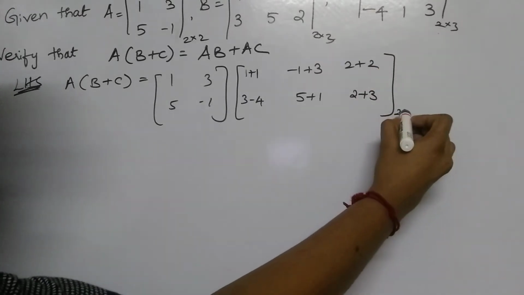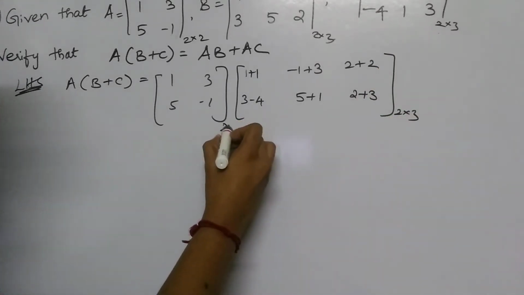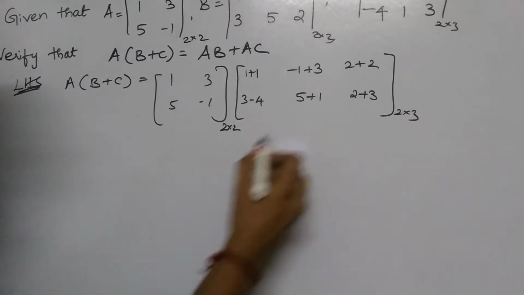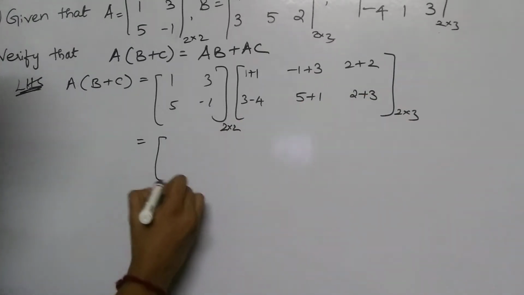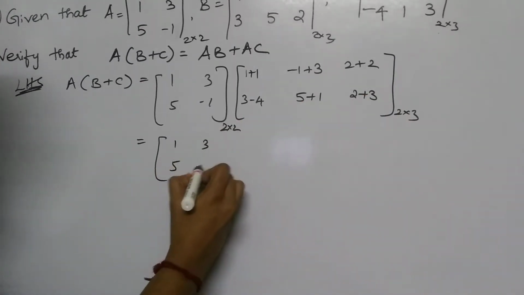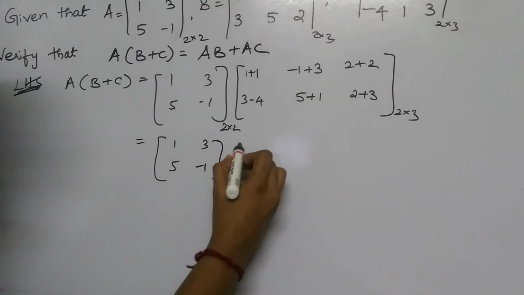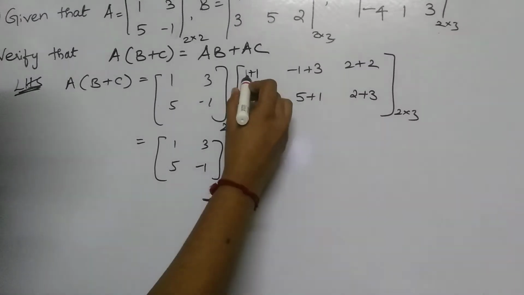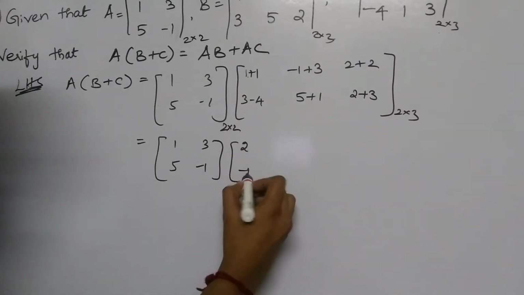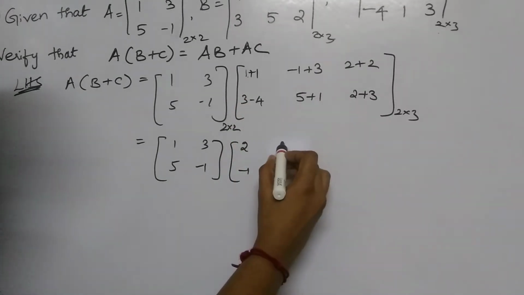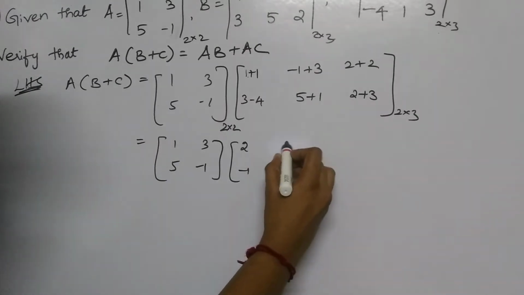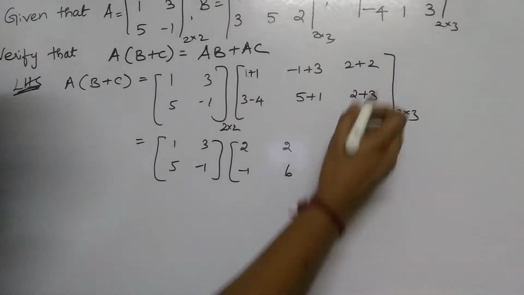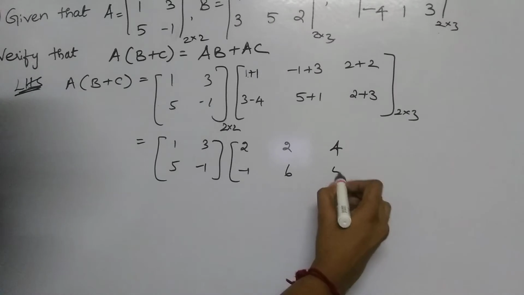So this is of order 2 by 3. A matrix is of order 2 by 2. Now give the answer for this. 1, 5, 3, minus 1. This is your A matrix. Here again B plus C answers you write. 1 plus 1. Here 3 minus 1, again 3 minus 1 is 2. Right? 5 plus 1, 6. 2 plus 2, 4. Again 2 plus 3, 5.